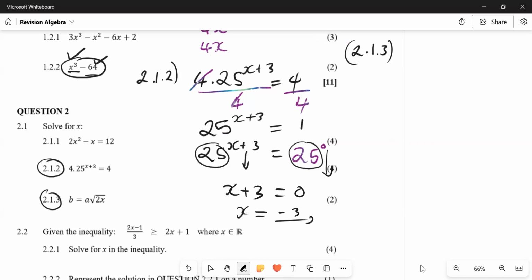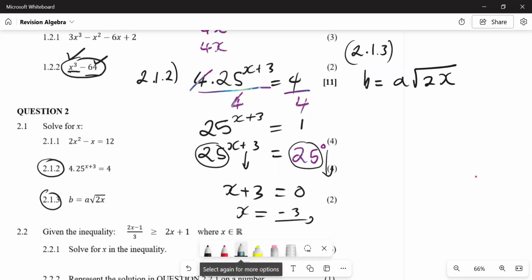So guys, I'm only selecting interesting questions. B is equal to a root 2x. We're solving for x, and then we're given something like this: b equals a root 2x. This is just a literal equation. So now you have to isolate x. You must have your x maybe on your left hand side or your right hand side, and then everything on the other side. So what's the first step here?